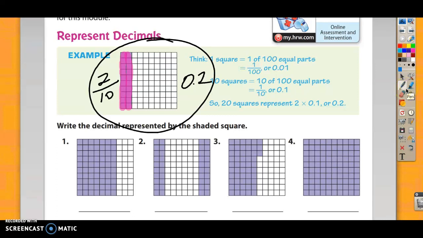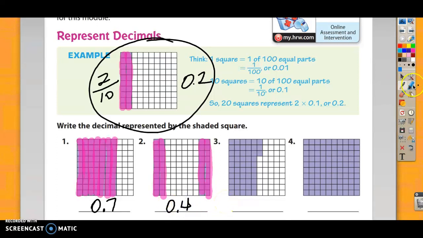It says write the decimal represented by the shaded region. So you just count the columns. 1 out of 10, 2 out of 10, 3 out of 10, 4, 5, 6, 7 columns are shaded out of 10. 7 out of 10 would be 7 in the tenths place, 0.7. 0.7 or 0.7, they're the same thing. You can do the same thing for number 2. We've got 1 tenth, 2 tenths, 3 tenths, 4 tenths. 4 tenths is the same as a 4 in the tenths place, 0.4.